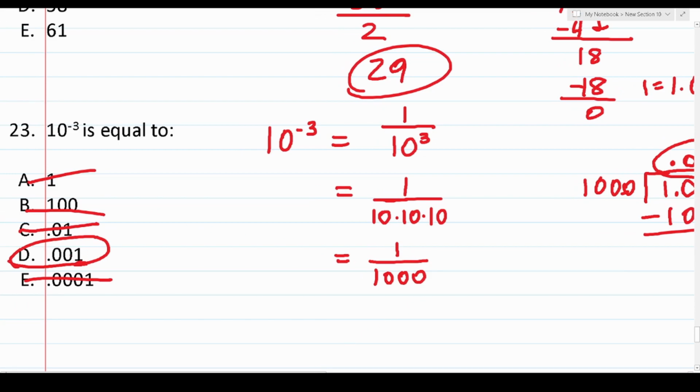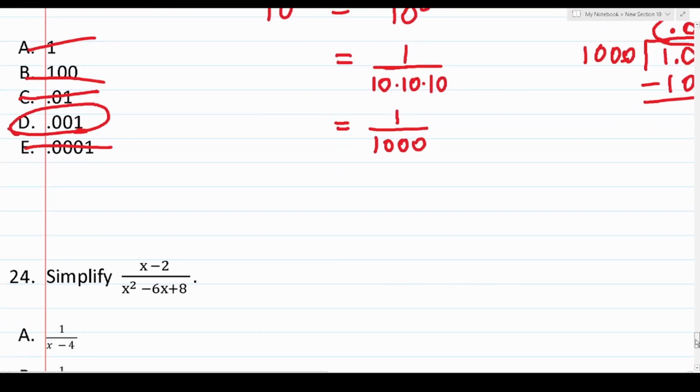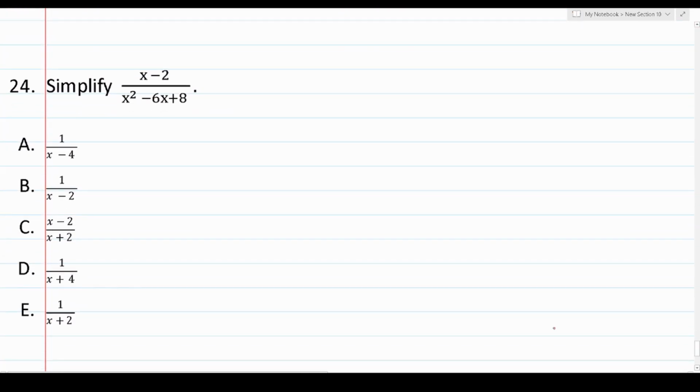Okay, so again, you can either do the trick I showed you, or you can do the long division as long as you're good with long division. So that's that one. Number 24 says simplify x minus 2 over x squared minus 6x plus 8. Again, this is another algebraic fraction. So let's go ahead and copy it down. We have x minus 2 in the numerator and x squared minus 6x plus 8 in the denominator.